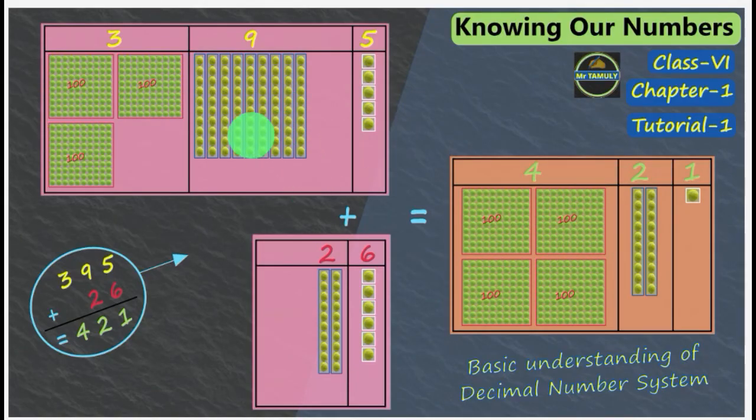In the previous examples, you have seen how 10 ones make a 10. So now we shall try to understand how 10 tens make a 100. So for this, we have taken a 3-digit number which is 395, and we are adding 26 to 395. The answer will be 421. So now we shall look at the animation to know how the movement of the tennis balls takes place here. The thing to understand is 10 tens make a 100. So let's see the animation quickly.